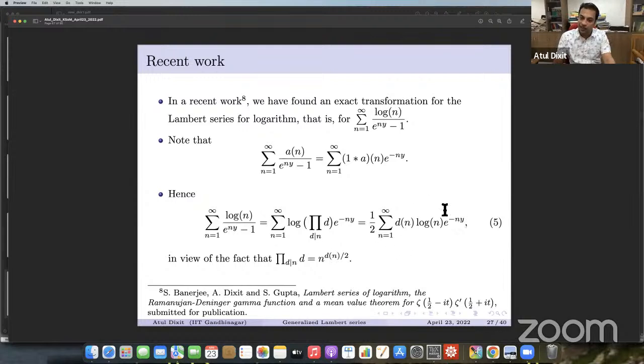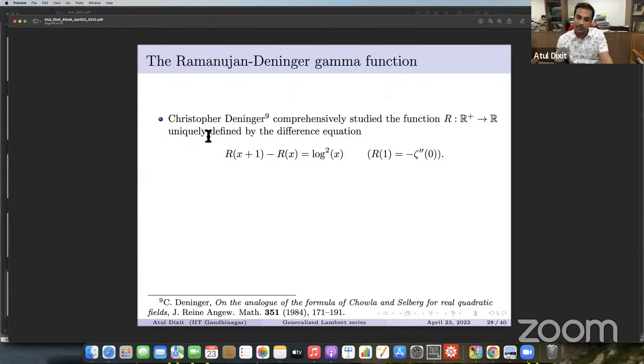So we are getting now this series which has log n. Previously people had d of n e raised to minus ny, which was very much useful in the theory of the Riemann zeta function. Now you have summation d of n log n e raised to minus ny. But what does this transform to? Before I explain that, let me go over some work of Christopher Deninger.